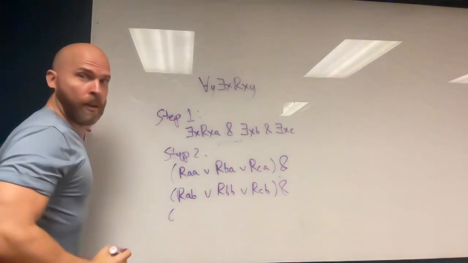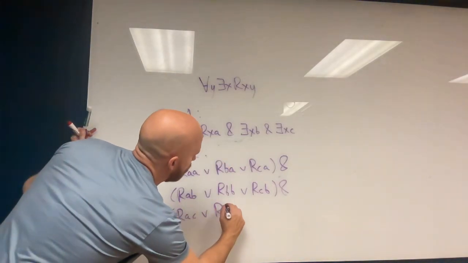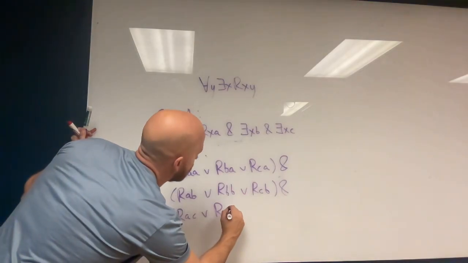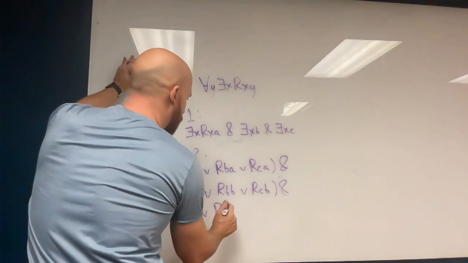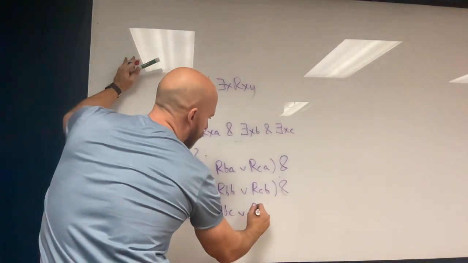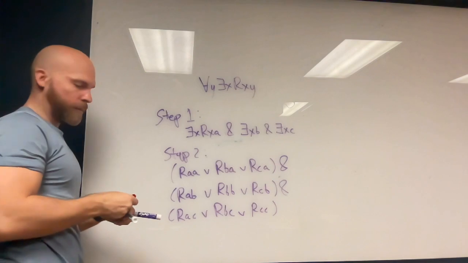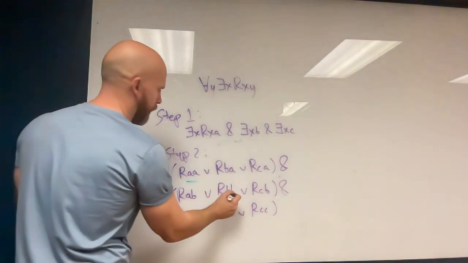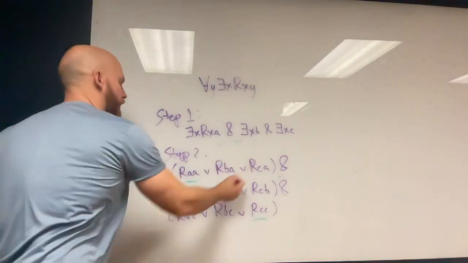I'm going to go RAC, or RBC, or RCC. So now I've gone through all of the options. Of course, there's symmetry to observe here, here, and here. Regardless, none of these are true because nothing's related to anything else.